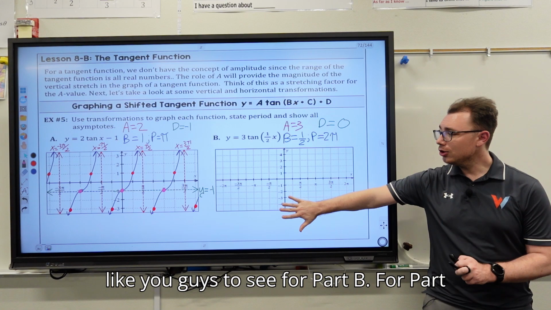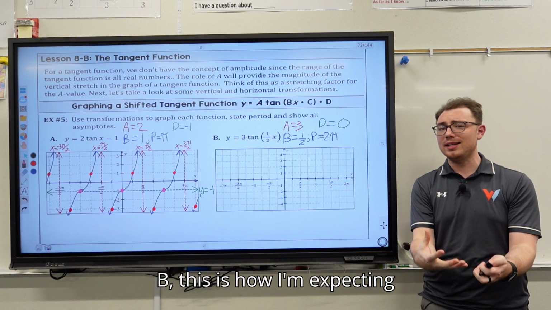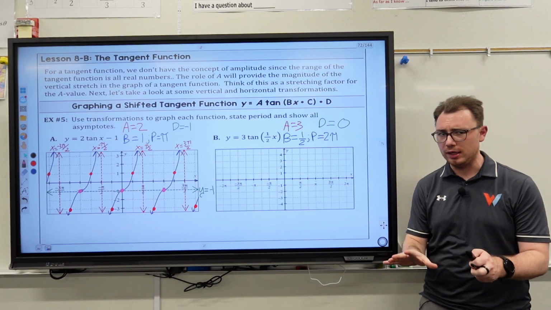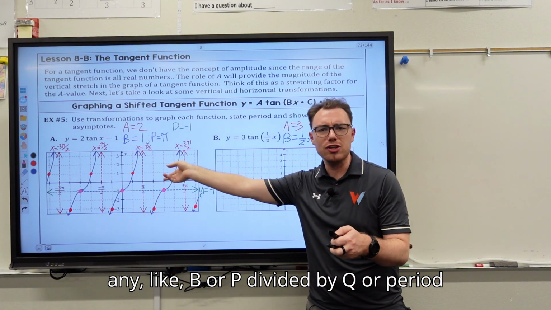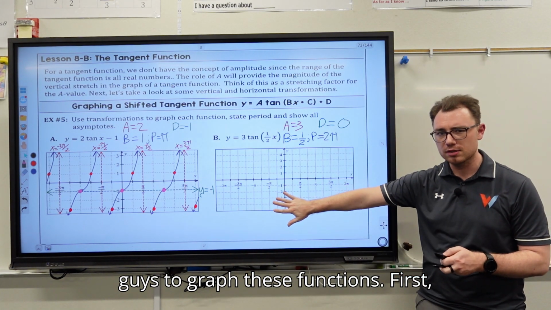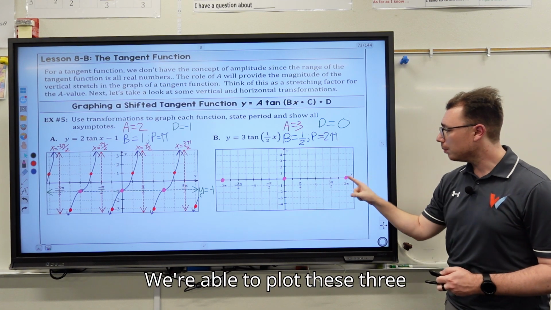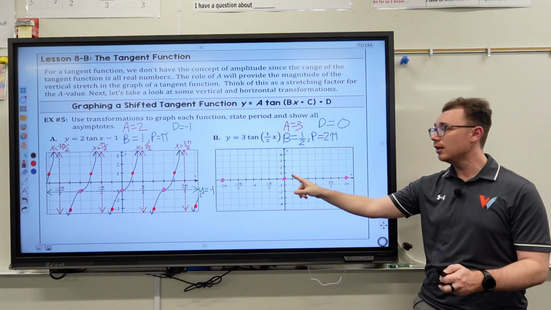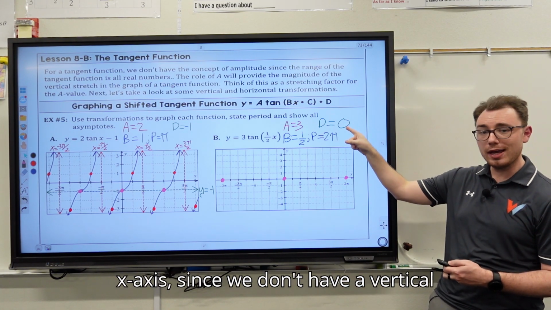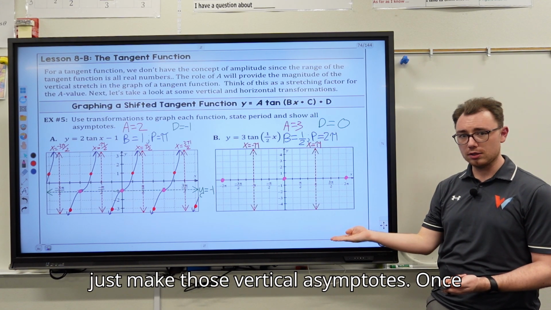Now, what I'd like you guys to see for part B. For part B, this is how I'm expecting individuals to graph tangent functions. We're not going to have any scaffolding, any like b or pi divided by 2 or period length. This is how I'm expecting you guys to graph these functions. First, plot as many of those points as you can. We're able to plot these 3 intersection points on our x-axis since we don't have a vertical translation. Then split them in half and just make those vertical asymptotes.